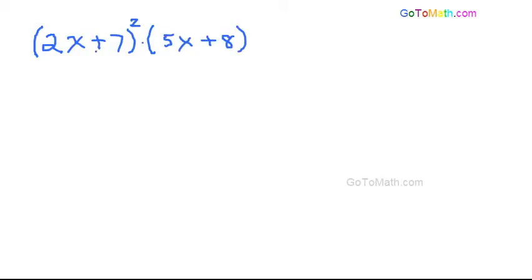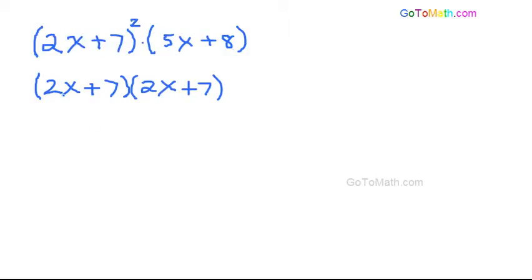Okay, so we want to go ahead and expand this out. I think that's probably what it should say. So we have two of these, and what we can do here is we'll just write it out like this. So there's two of them. Let's go ahead and expand this out and multiply and get it in standard form, and then we'll take it and multiply it by the 5x plus 8.